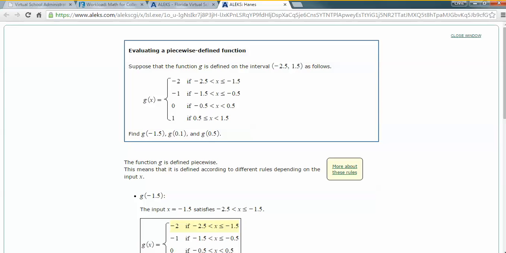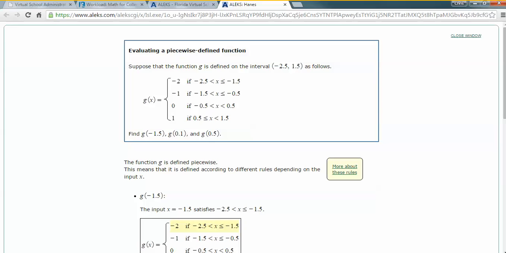g of 0.1. All right, so now we're dealing with a positive number. So we're definitely not going to use this top one because that's all negative. This second one is also all negative numbers, as you can see. Let's look at this third one. And here's what we need to ask ourselves. Is 0.1 between -0.5 and positive 0.5?